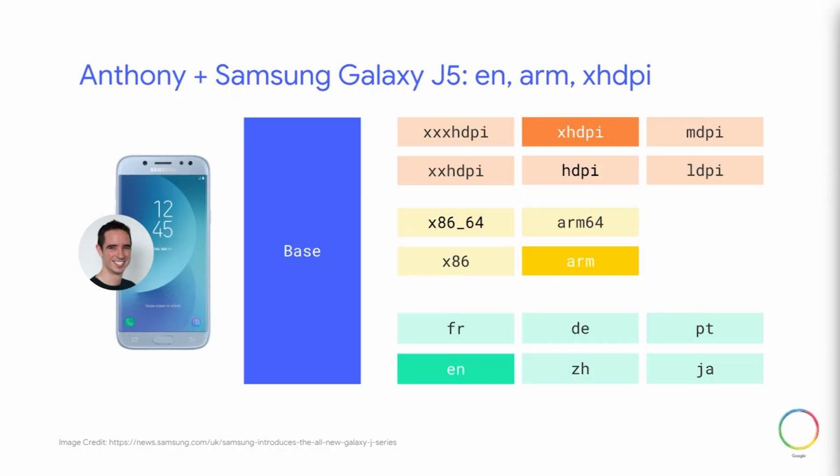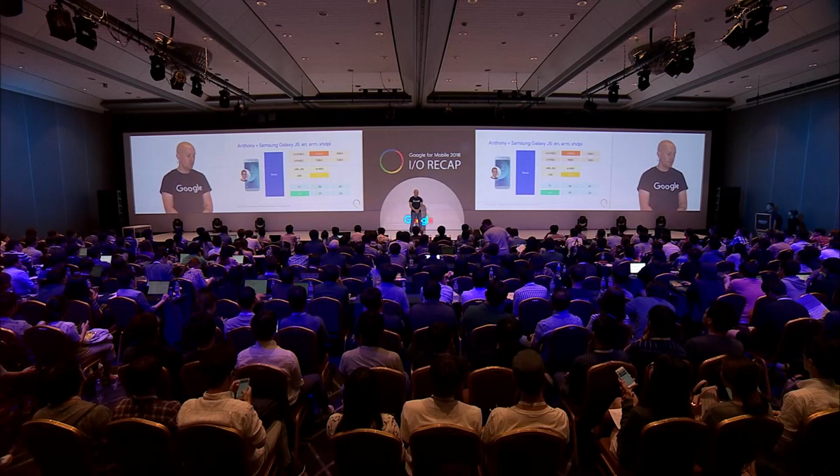Now, when we go to serve an app to a device, we only need to serve a subset of these splits. So if Anthony, pictured here, one of our teammates, has a Samsung Galaxy J5, we will install the base APK, as well as the XHDPI density split, the ARM architecture split, and the English language split.